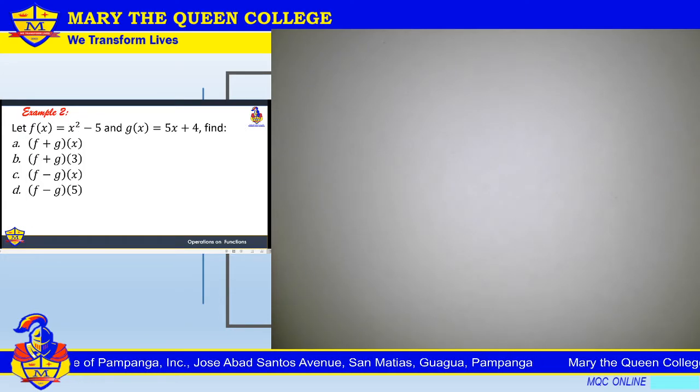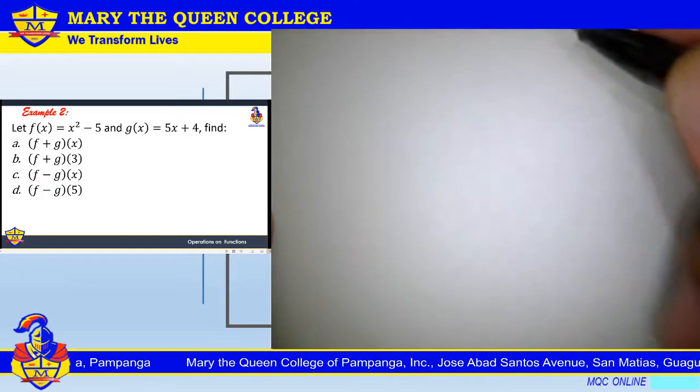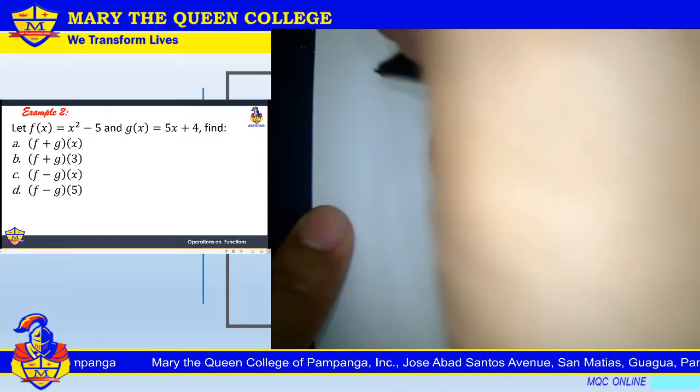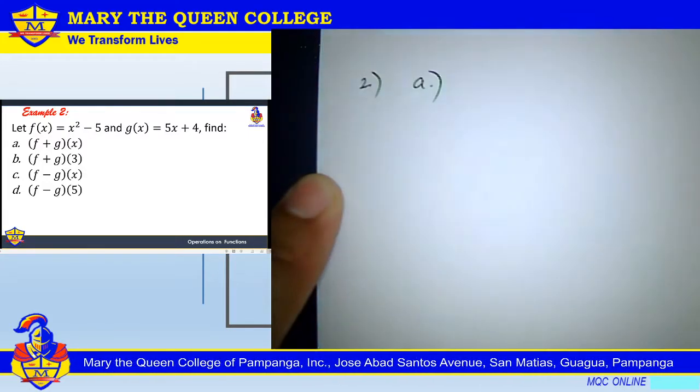Okay. So for example number 2, we have let f of x is equal to x squared minus 5 and g of x is equal to 5x plus 4. Find f plus g of x, f plus g of 3, f minus g of x, and f minus g of 5. So paano po natin gagawin yon? So for letter A, example number 2, letter A.